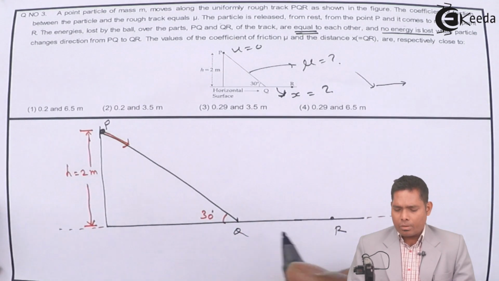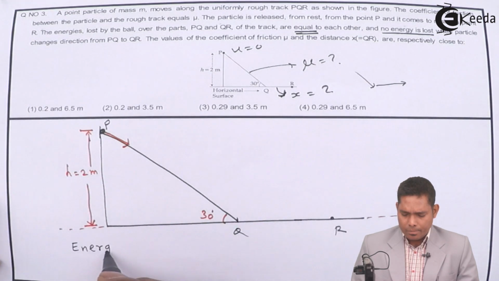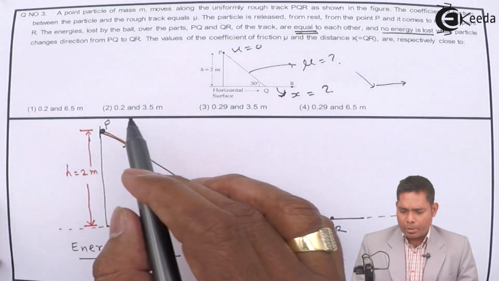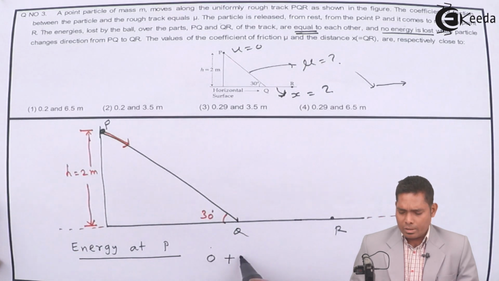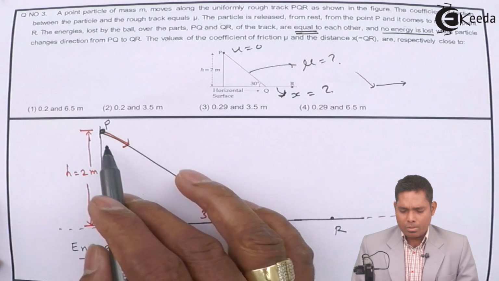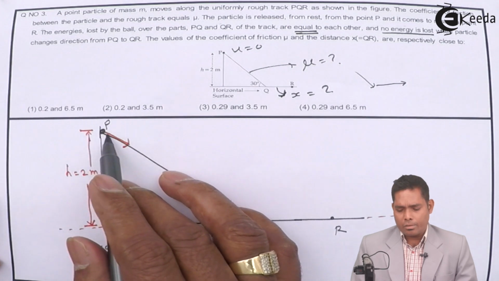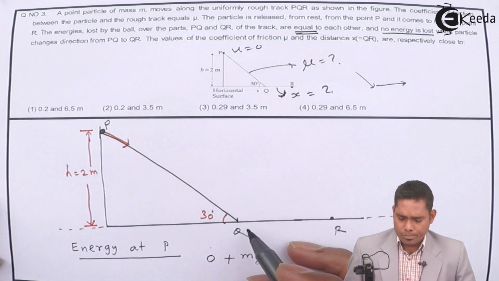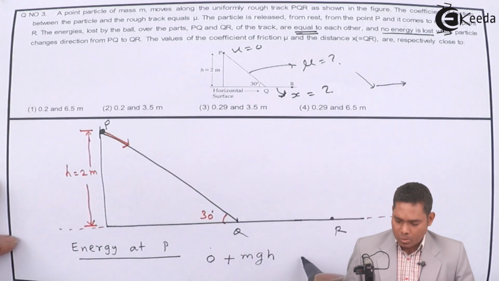First, the simple method. What is the energy here? The energy at P, at this point, is purely because it is released from that point, so its velocity is 0 and its kinetic energy is 0. What is the potential energy? It is because of the height, mgh, where m is the mass of the particle. Because of this height, this is the energy. This potential energy is converted to kinetic energy by moving down the track. Now half of this energy is lost. That means the total energy here is mgh.